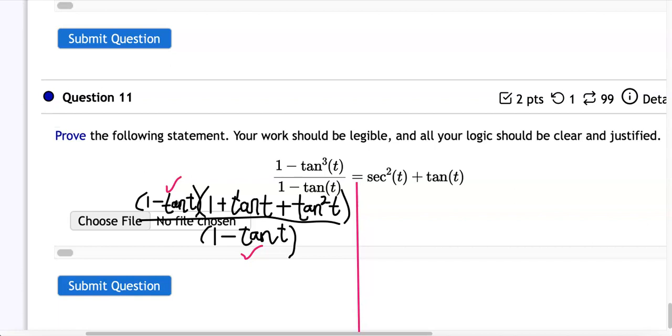Now that leaves us then with, in the numerator only, a 1 plus tan squared. We can rearrange that. Plus tan. And now you can see how this is lining up really nicely with the right-hand side, where the 1 plus tan squared is going to get replaced then with a secant squared. And then the tan t is going to stay as it is. And that's it. That's the last of the proofs.